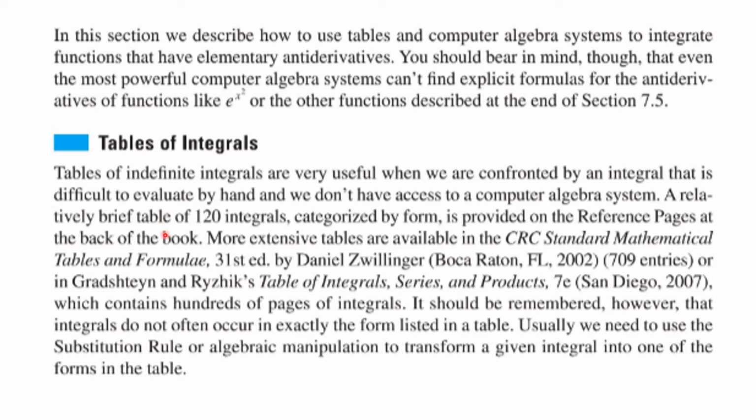There's a relatively brief table that is given in appendices of books, and there are very much more extensive tables, and here's a couple of references. Some of them have hundreds of pages of indefinite integrals. But it should be remembered, however, that integrals do not often occur in exactly the form listed in a table. Usually we need to use the substitution rule or algebraic manipulation to transform a given integral into one of the forms in the table.